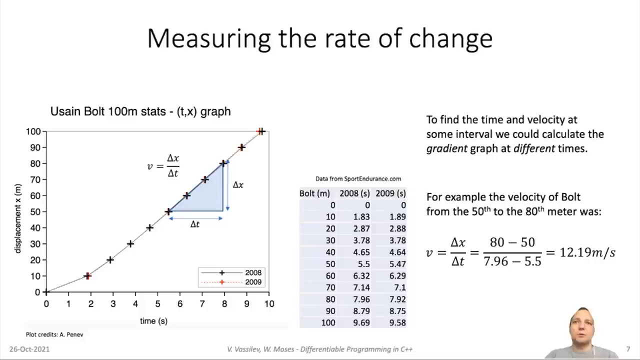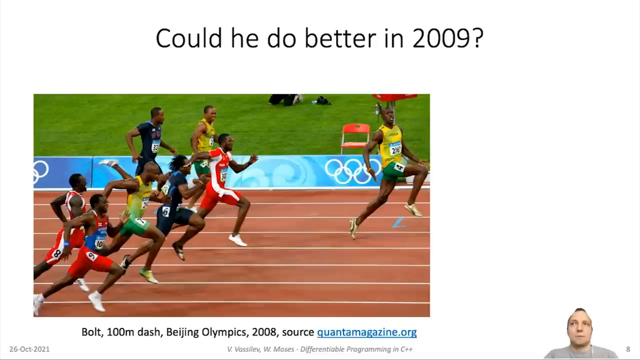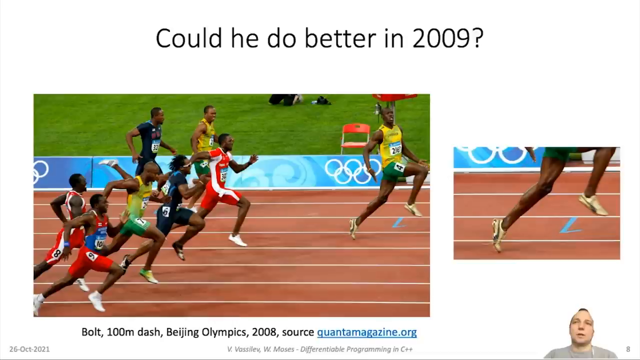This way, we can reason about other properties of the run, such as velocity, acceleration, and distance. So given the data from 2008 in the row, is it obvious that he could have done better? Maybe. For this particular case, we have the hints provided by television and photos. Looking at the videos, and his gestures, it seems that he celebrated before the finish line. And also a careful observer would notice that maybe he can do a better shoelace job.